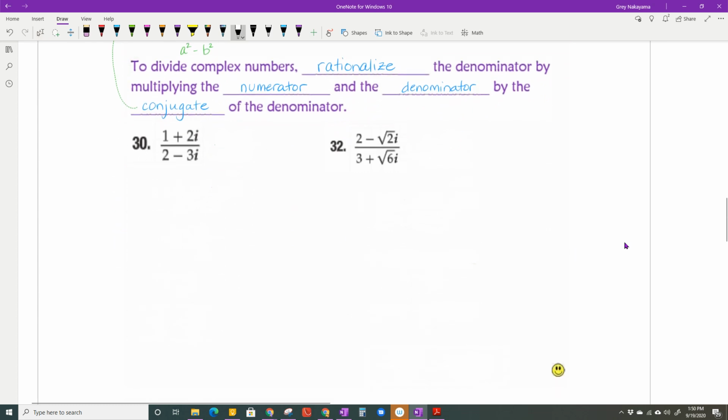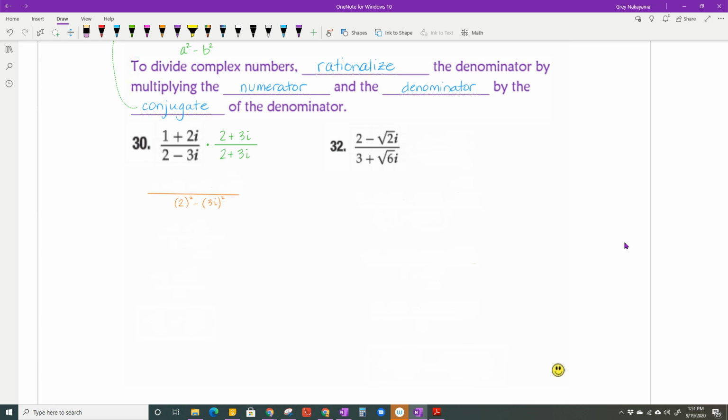The first one is 1 plus 2i over 2 minus 3i. So the conjugate of my denominator, remember, I'm just going to change the sign in between. I don't do anything but change that sign. So I'm going to multiply by 2 plus 3i, but I have to do the same thing to the top and the bottom. I actually like to start with the bottom. That's going to give me, remember, a squared minus b squared, and a in this case is 2, and b is 3i.